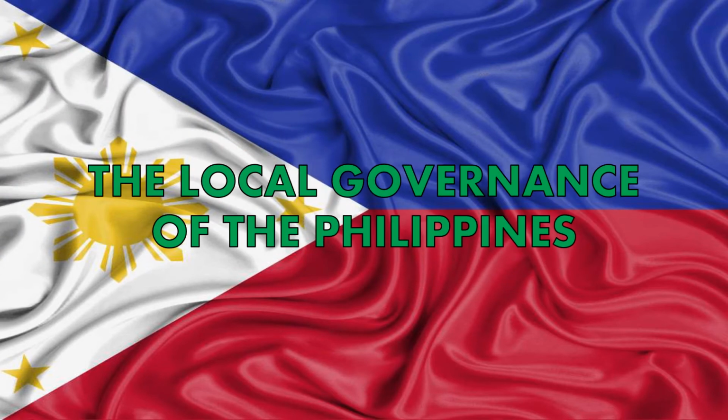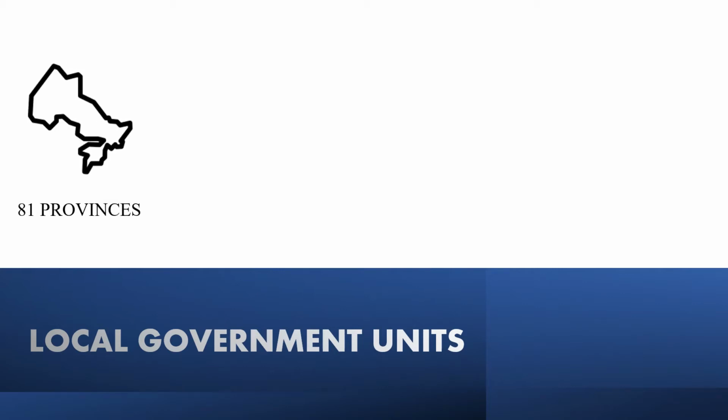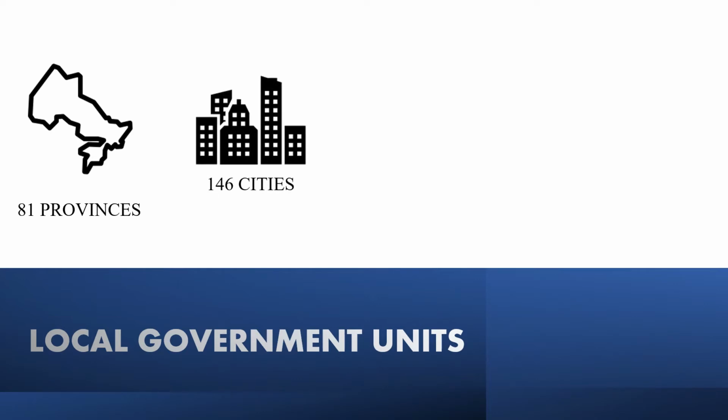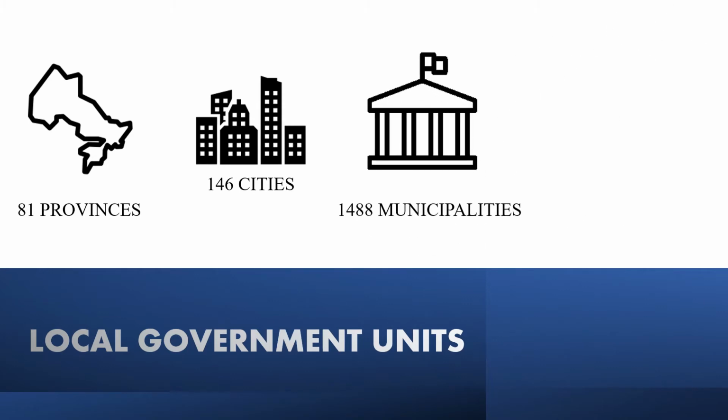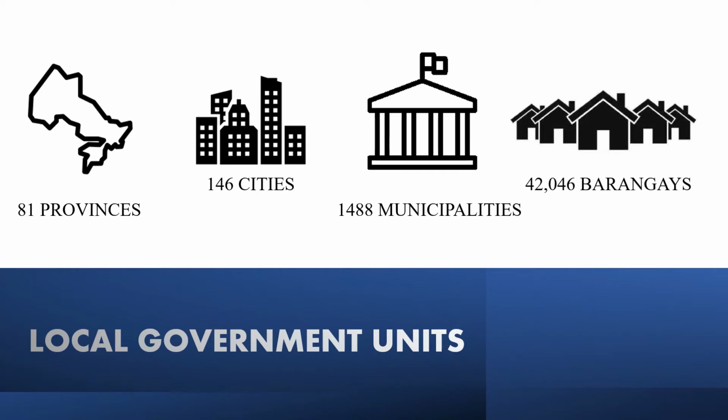The local governance of the Philippines. Local government units. According to dilg.gov.ph, here is the number of provinces, cities, municipalities, and barangays of the Philippines as of September 30, 2020. The Philippines is composed of 81 provinces, which includes Ilocos Sur, 146 cities, 1,488 municipalities, and 42,046 barangays. So these are the local government units that comprise the Philippines.